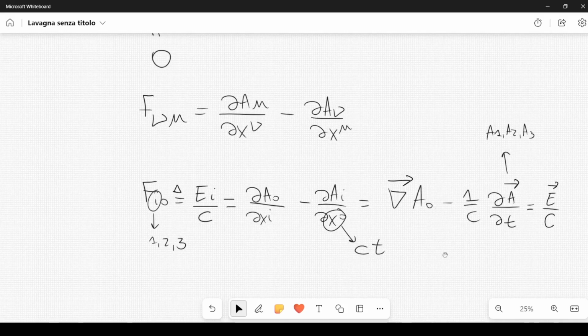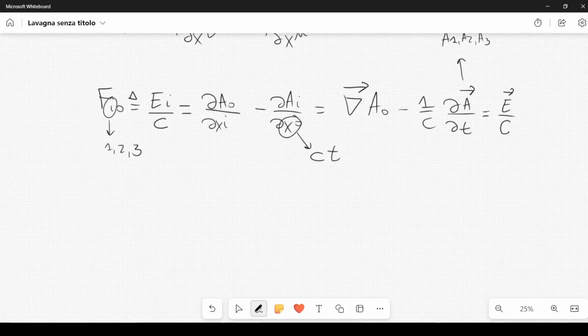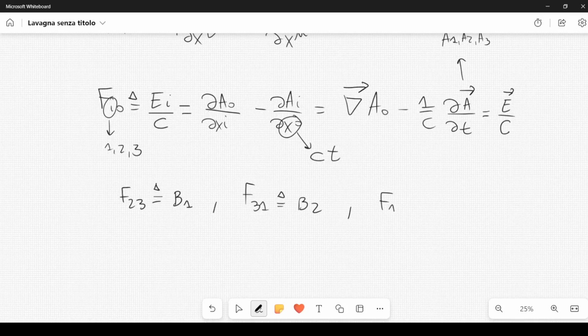Now the other definitions are the following. So we have F_23 equal to the first component of the magnetic field by definition. F_31 is equal to the second component of the magnetic field by definition. F_12 is equal to the third component of the magnetic field by definition. So of course F_13 is equal to minus F_31 and so on.